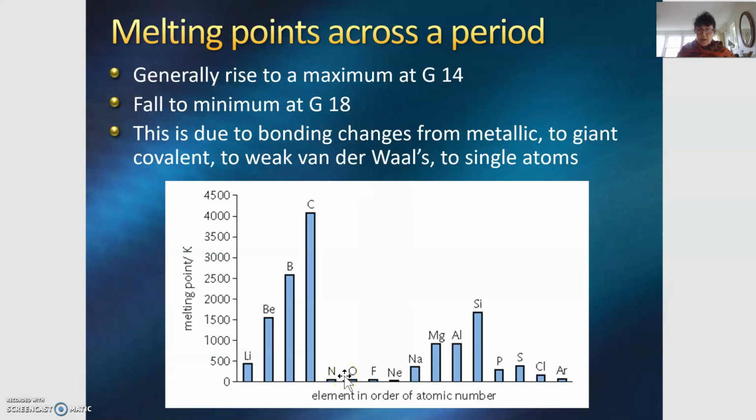Let's do it through this group, it'll be easier. So we have metallic bonding here to a giant covalent structure like silicon, and then we move to weak van der Waals forces, and finally to just single atoms in the noble gases. Again, this is something that you'll understand much better after we've done chapter 4, so don't stress about it too much for now. But just be aware that melting points across a period are a bit more complex and have these peaks and troughs, which we'll understand better later.